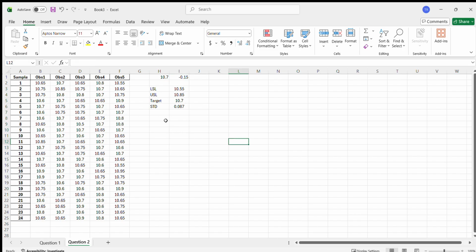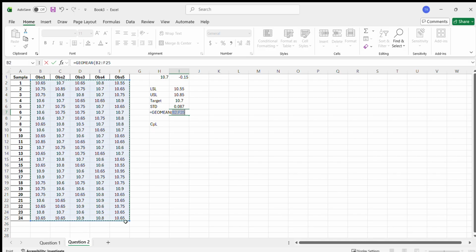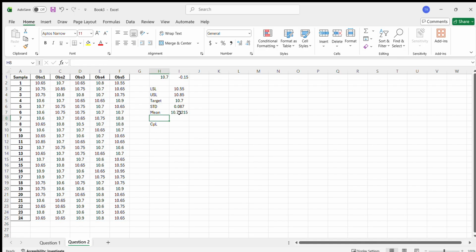Okay, so the CPL has an equation of the mean minus the lower specification limit over 3 sigma. So we need to find out the mean of this entire sample area before we go any further. So we'll type in geomean, and okay, voila, 10.7.